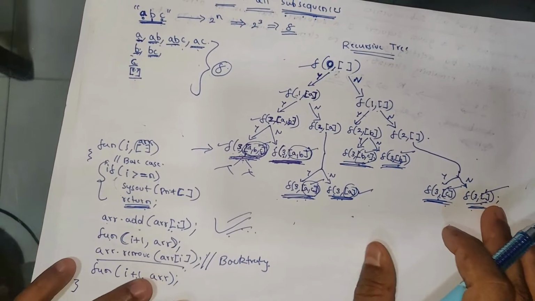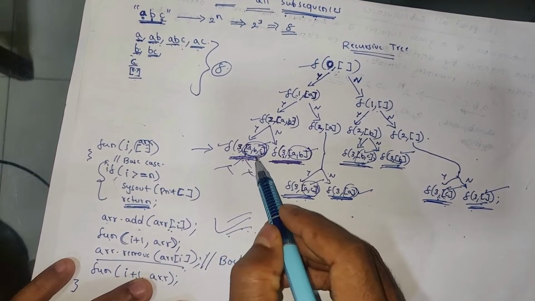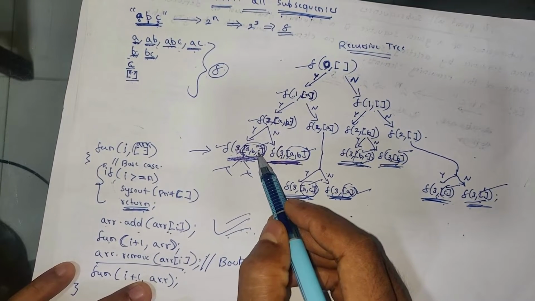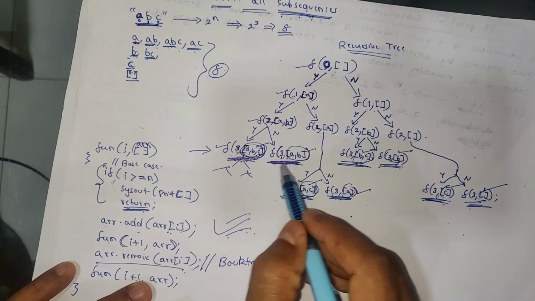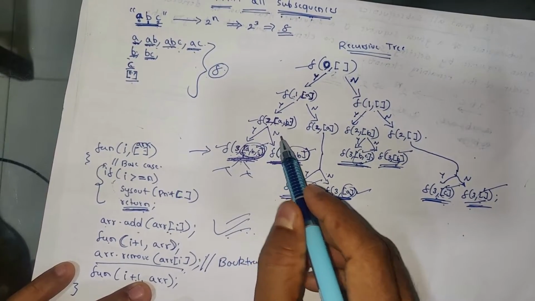So let me show you the recursion tree again. Suppose we are hitting base case here, and we are saying that yes, in my data structure I have C characters, so I will return 1. But in this scenario, if you observe, we don't have C in my data structure, so I will return 0.